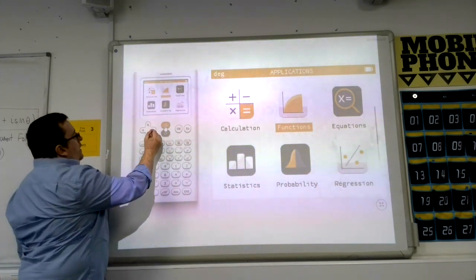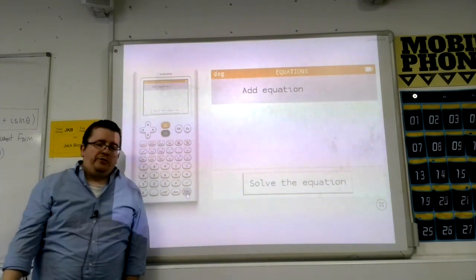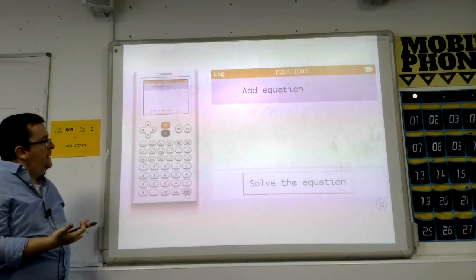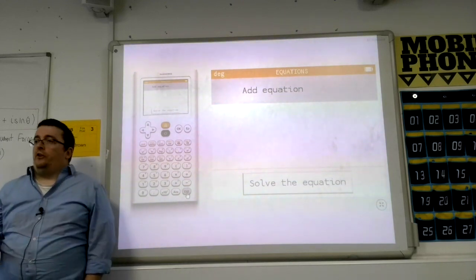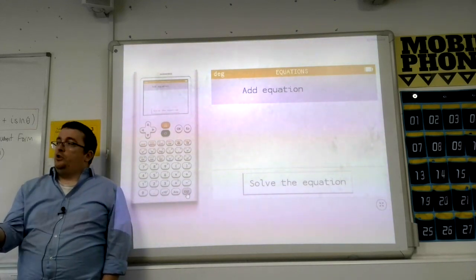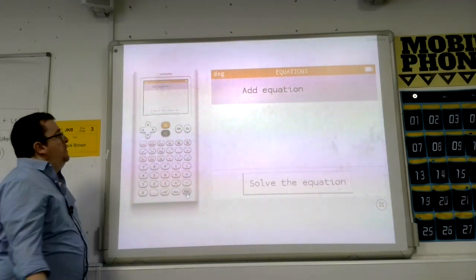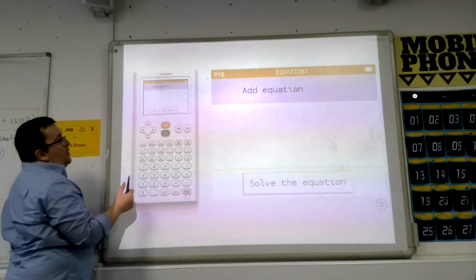The Classwiz is able to do, so if I go to equations, it's able to do 2 linear equations. This can do that as well. What's neat about this is that you can change the letters. So you remember when you're doing simultaneous equations, it's not necessarily in terms of x and y, it might be in terms of a and b. So you've got the letters on each button that you can utilize.